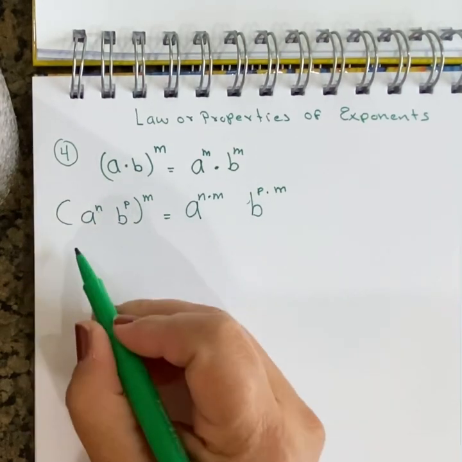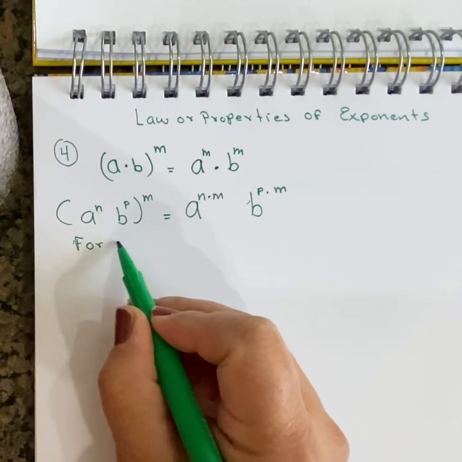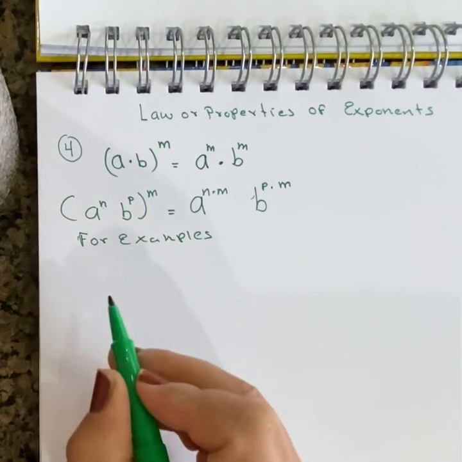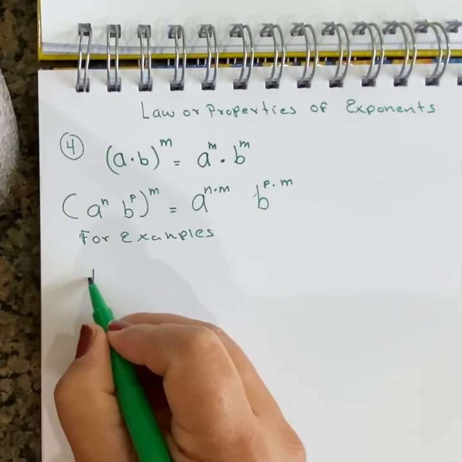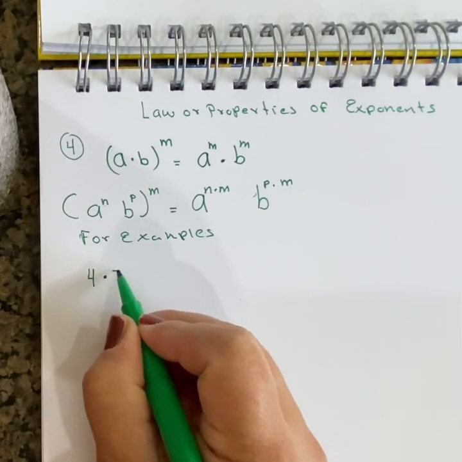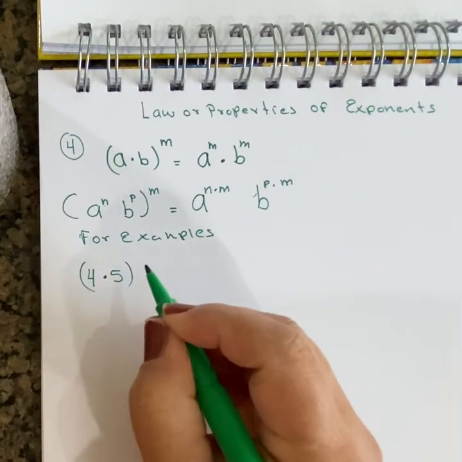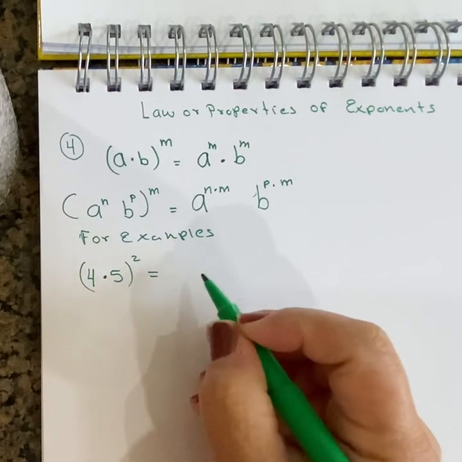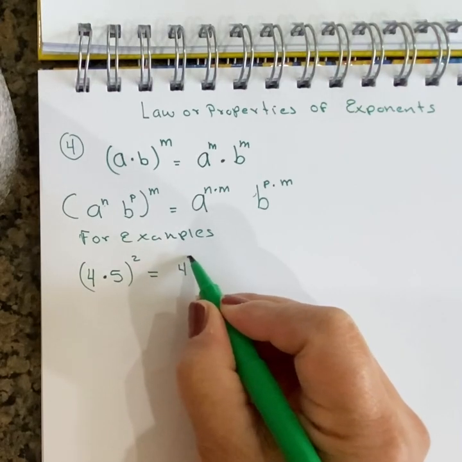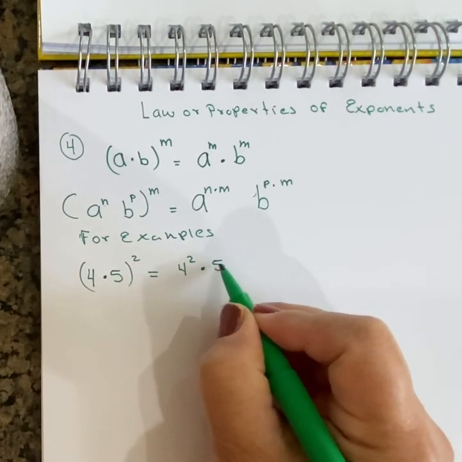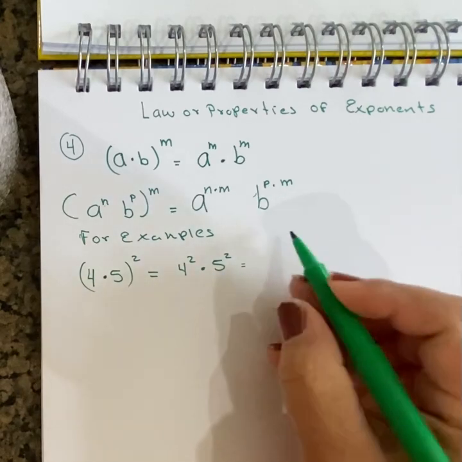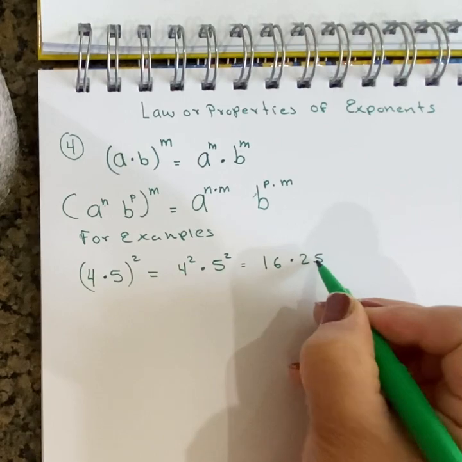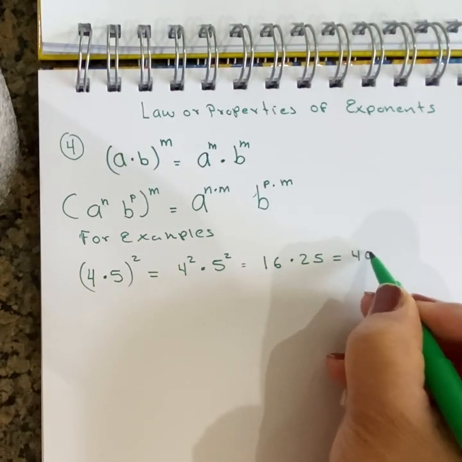Now let's do some examples. For example, we have 4 times 5, and then to the second power. This is the same thing as having 4 to the second power times 5 to the second power. And this is the same thing as having 16 times 25, and this will give you 400.